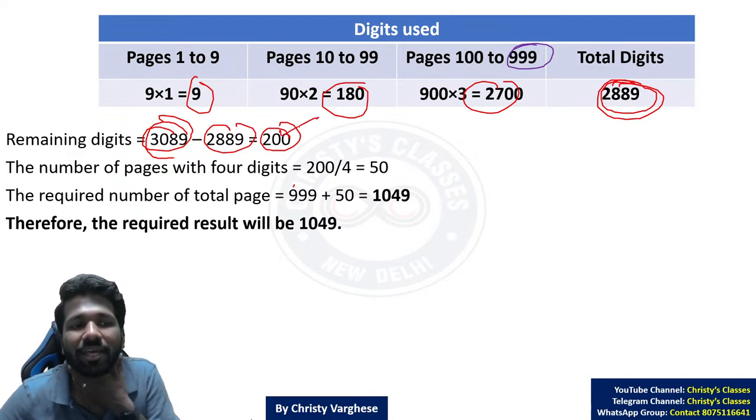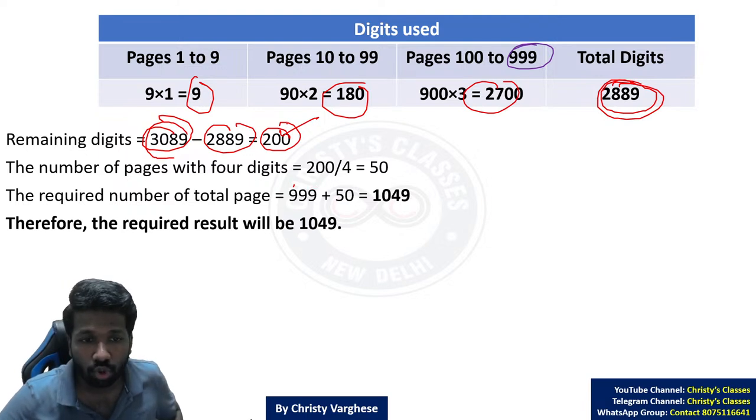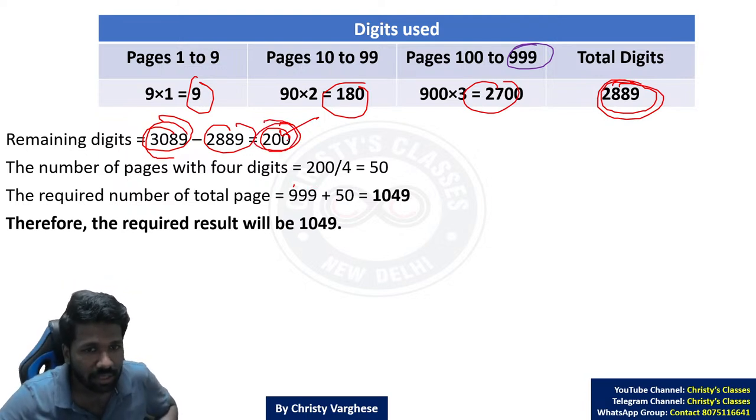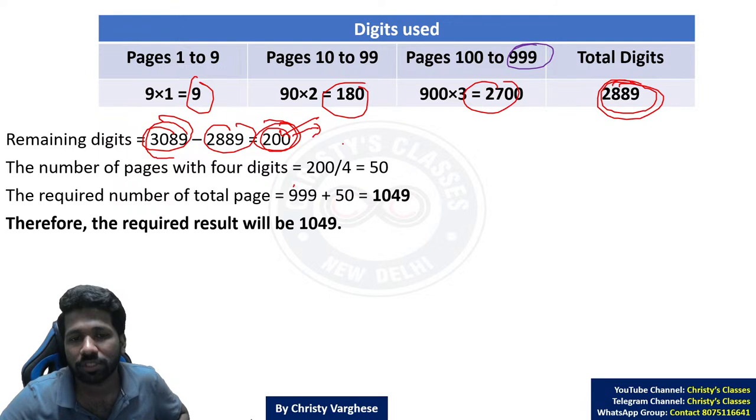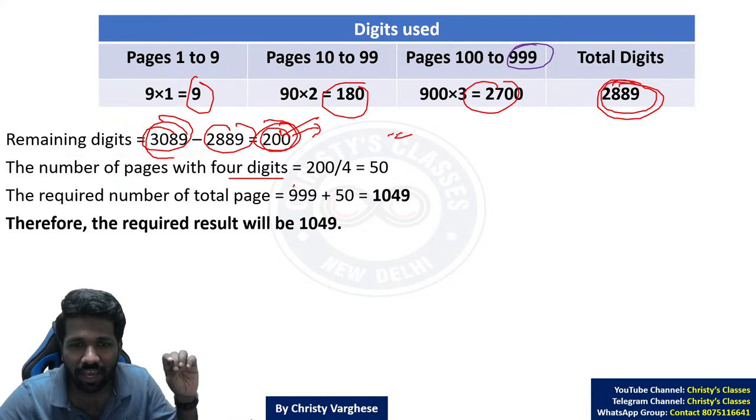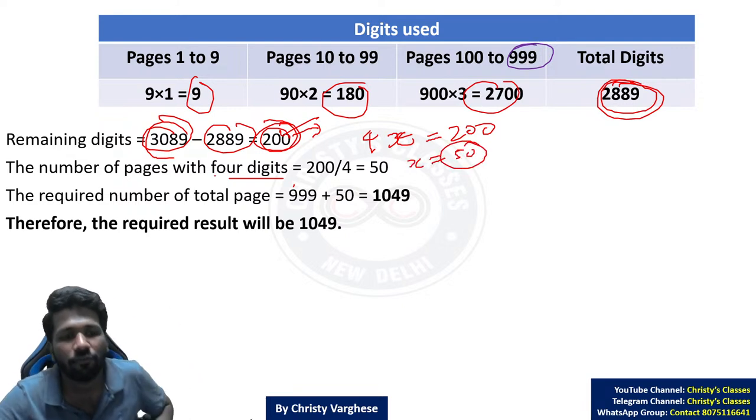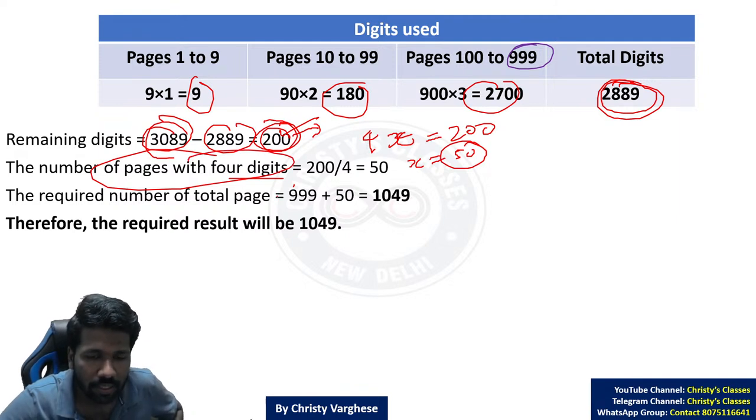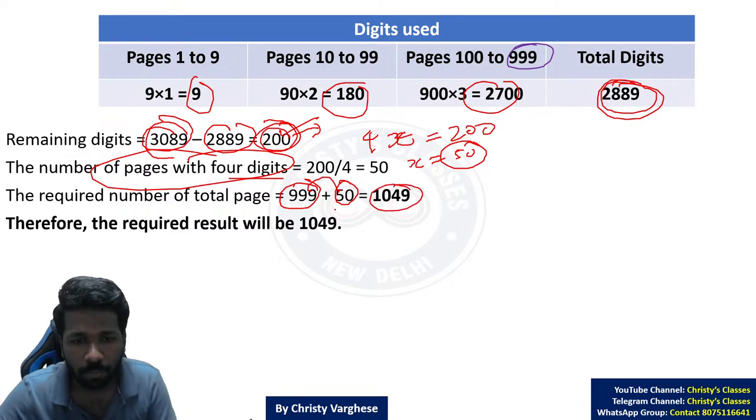200 digits means how many pages? 200 is the number of digits, not pages. These 200 digits are the digits of all the 4-digit pages used. A 4-digit page has 4 digits. So if x is the number of 4-digit pages, 4x is the digits, which is equal to 200. So x is equal to 50. What is this x? The total number of 4-digit pages used. So already 999 pages, then 50 4-digit pages added, 1049. I hope all of you understood.